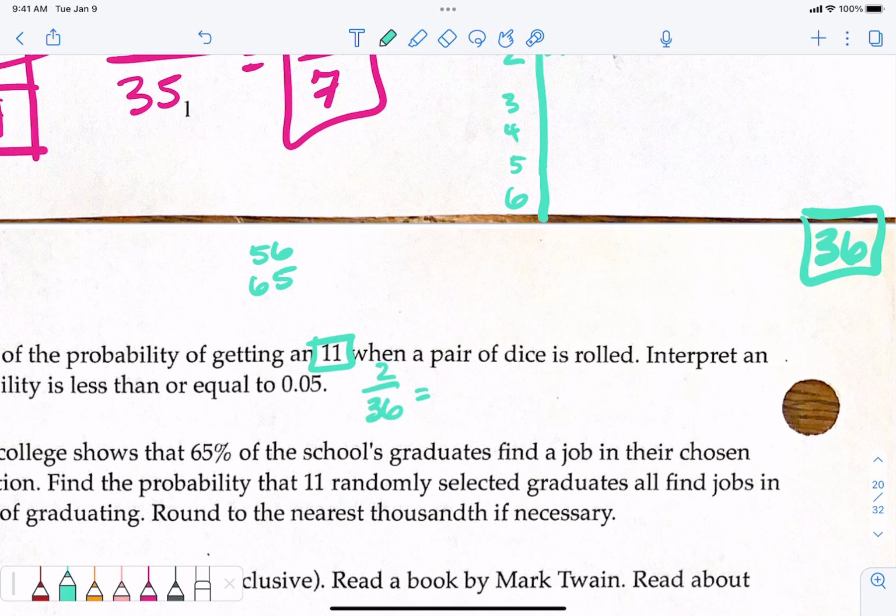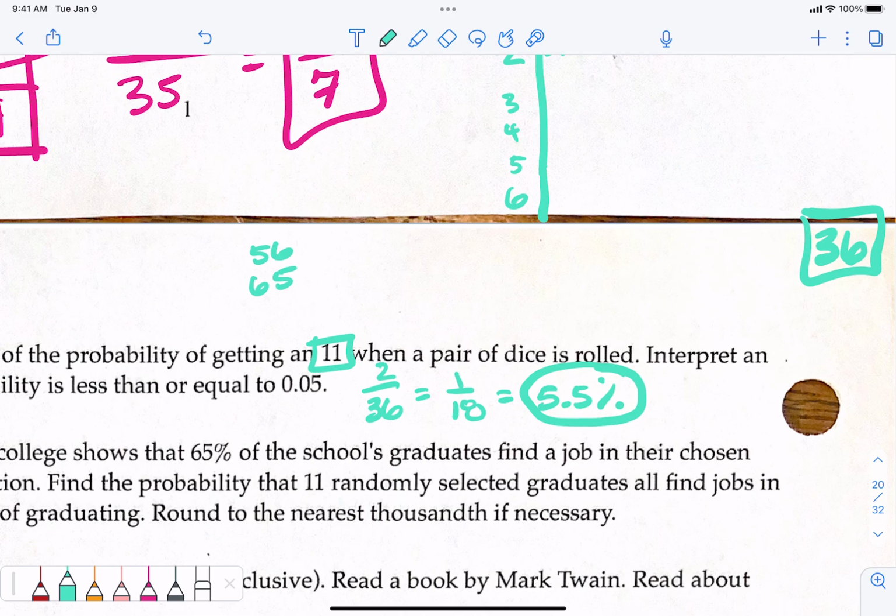2 out of 36, which is what percent? I don't have a calculator. Probably about 1 out of 18, which is 5.5%. 5.5%.